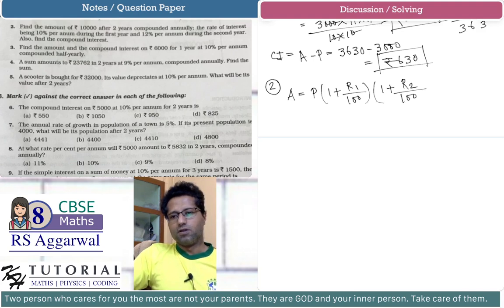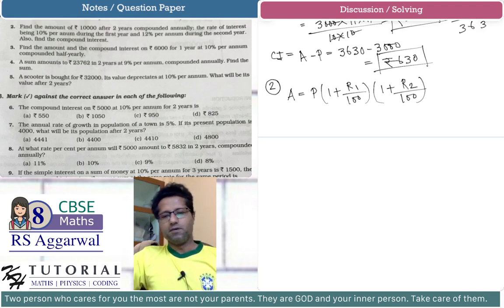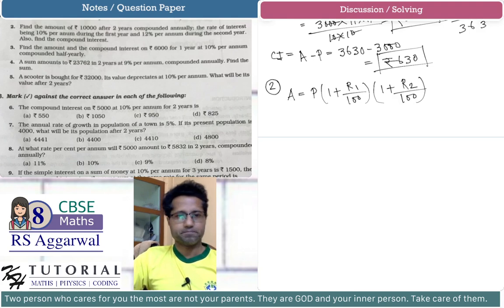This is the formula for the amount on the principal P, where the rate of interest is R1 for the first year and the rate of interest per annum is R2 for the second year, and this amount is for 2 years, where the rates per annum are R1 and R2 successively. That is, for the first year the rate per annum is R1, for the second year the rate per annum is R2 and the interest is being compounded annually. So this is the formula.